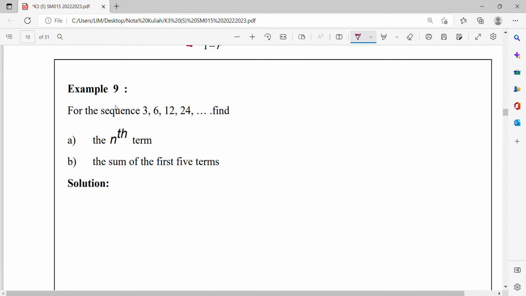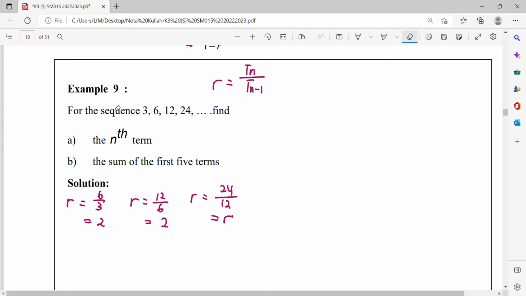So if geometric, the common ratio will come from the term behind divided by the term before it. The term after minus the one before. So you try to prove it, is it having the same R? 6 divided by 3 is 2, right? Another, 12 divided by 6 is also 2. So this sequence is having a common ratio, which is 2. So this is a geometric sequence. After we prove this is a geometric sequence, then only we can answer what's your Tn.